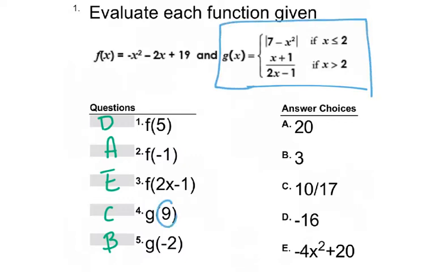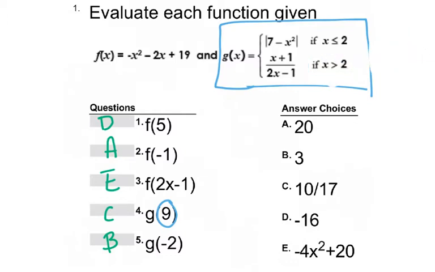Okay, so this one says that x is 9. It falls into this category because 9 is greater than 2, so I'm going to replace the x's with 9's. So when I do the top, it gives me 10. When I do the bottom, it gives me 17. That's how I get 10 over 17.